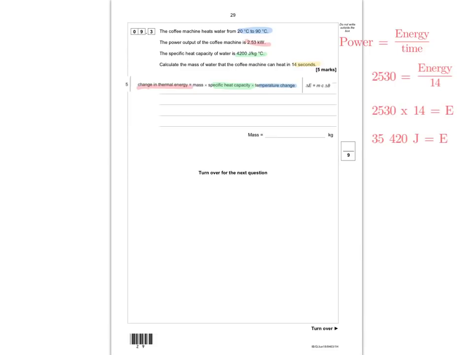I can substitute that in for that part, and I'll be able to find out my mass. Before I do that, I'm just going to work out the temperature change by doing 90 minus 20. That gives me 70 degrees Celsius as my temperature change. I can now go on and substitute all the numbers into this equation, and then rearrange to find mass.